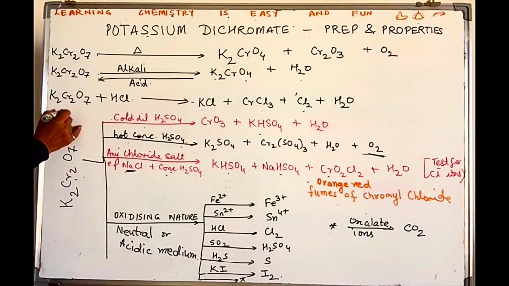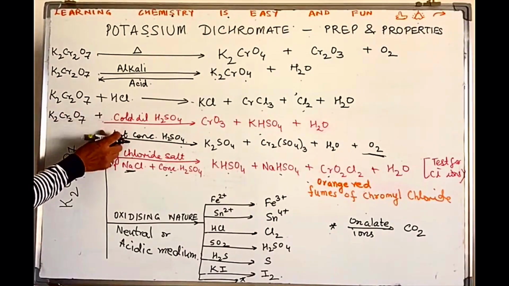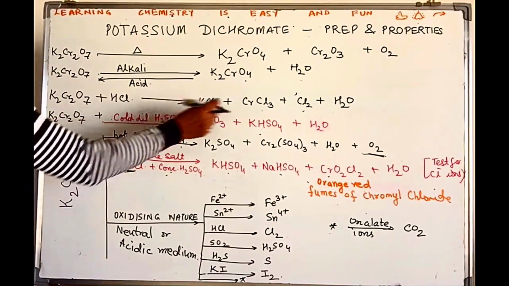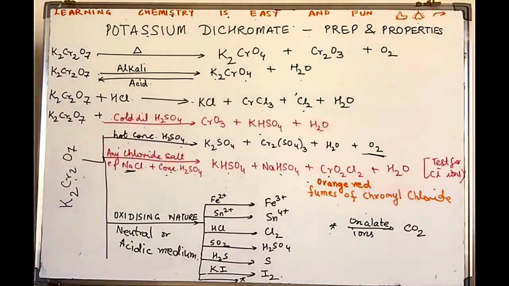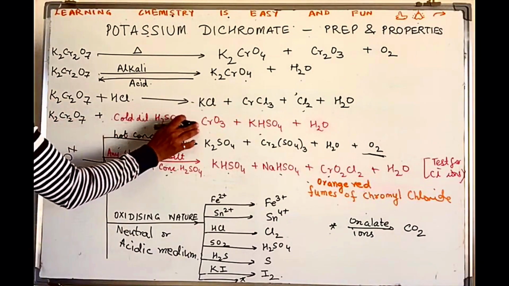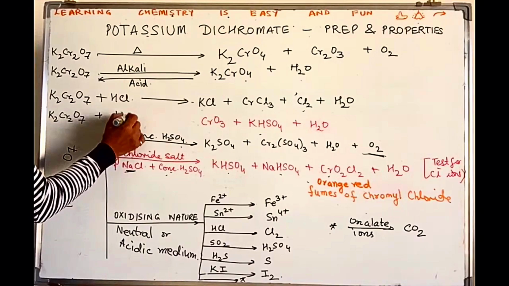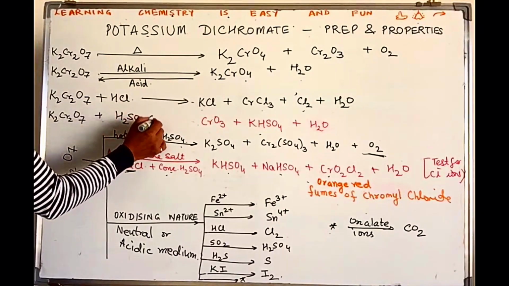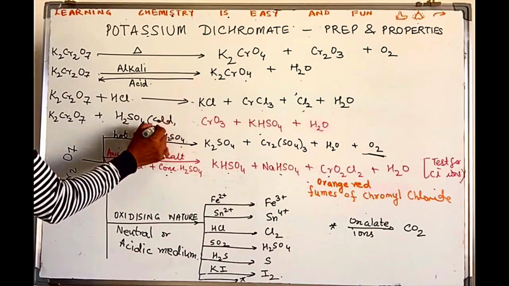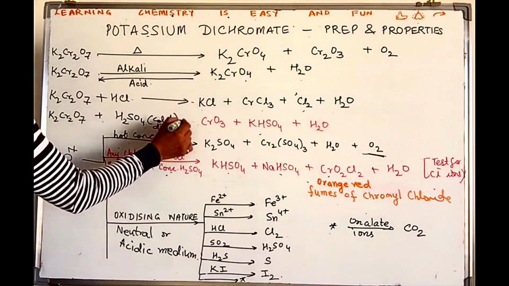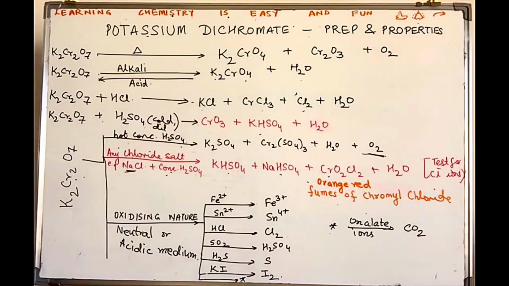Fourth, K2Cr2O7 plus cold dilute H2SO4. You have the products here. So what I will do is, I will simply write it as plus H2SO4 in bracket, please don't forget to mention cold and dilute, and we have the products here.